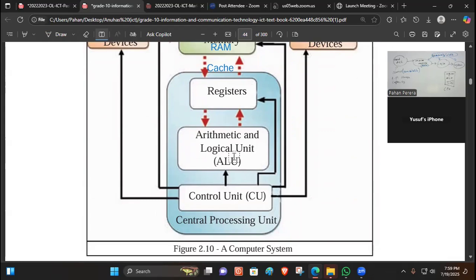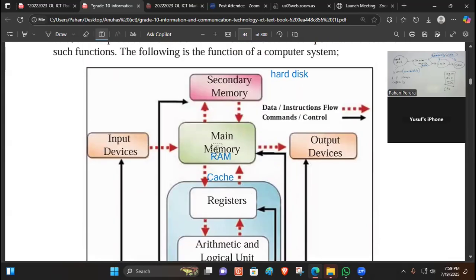It is like our brain, it can do the arithmetic and logical processes. That is the arithmetic and logical unit. It can do calculations and some processing can be done by this ALU. It is like our brain. Then after processing is finished, the processed data will be sent from the ALU to the registers, then again from registers to cache memory and cache memory to main memory.